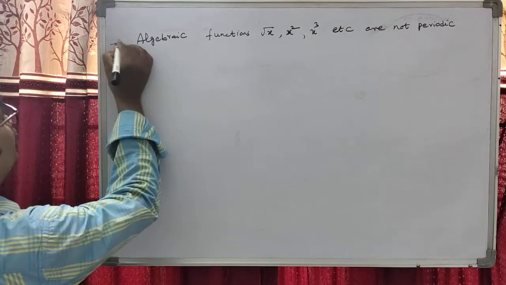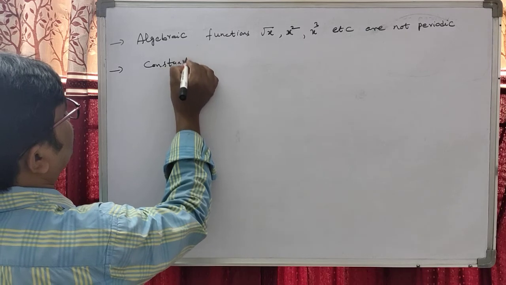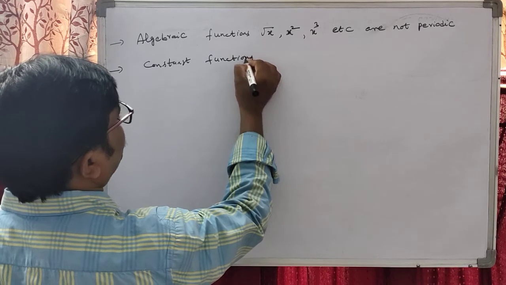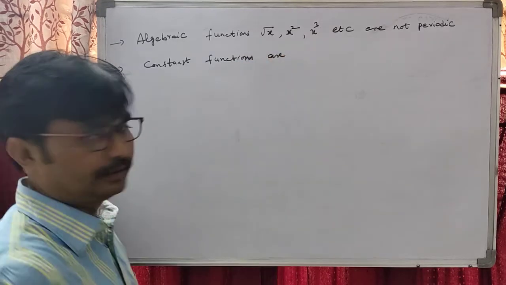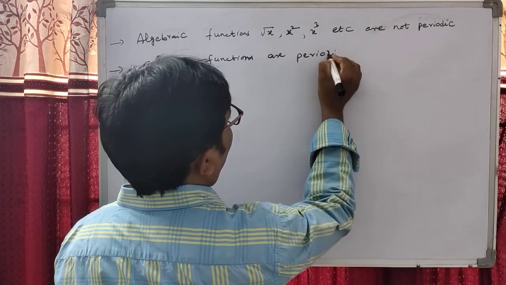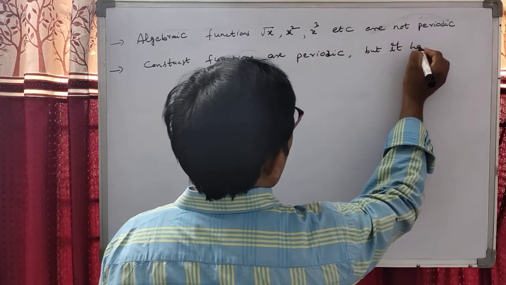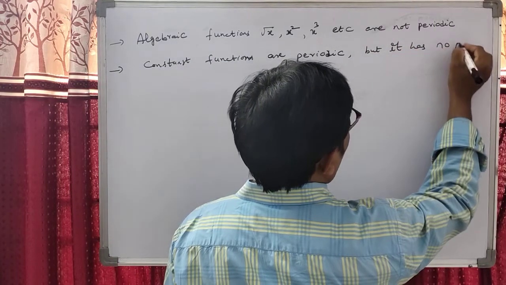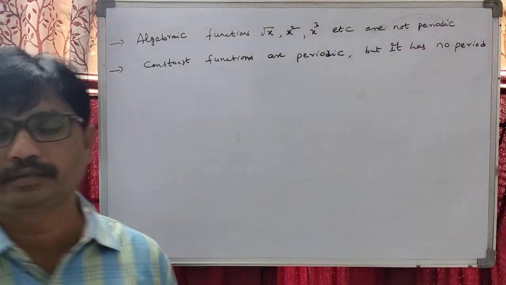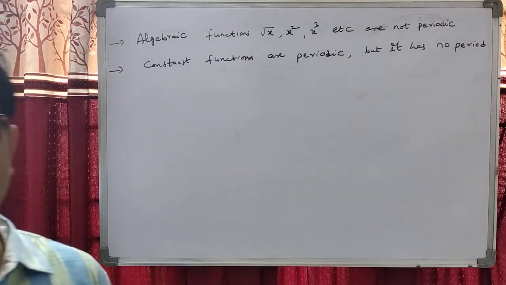Suppose students, constant functions are periodic, but they have no period. Dear students, take the constant function f of x equal to 5. So dear students, it is a periodic function, but it has no period.